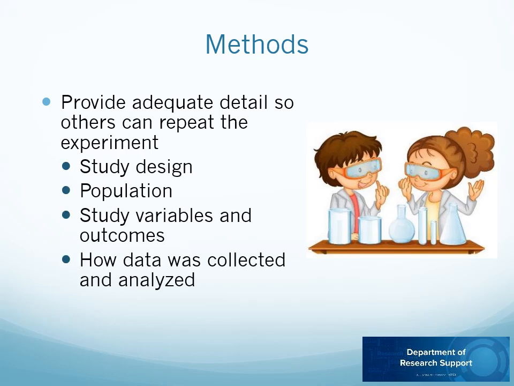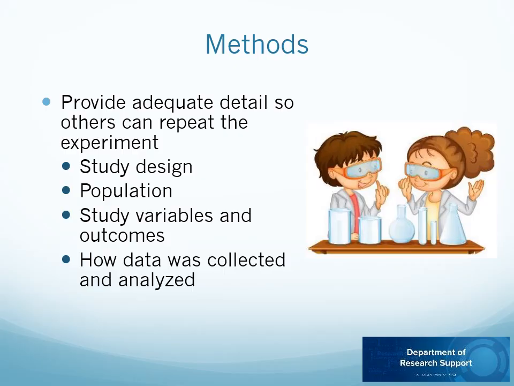There are several main categories of information that should be included in the methods. You should tell readers what kind of study design you used and describe the specific population or experimental condition you were investigating. Explain how you recruited your population or chose your experimental group.